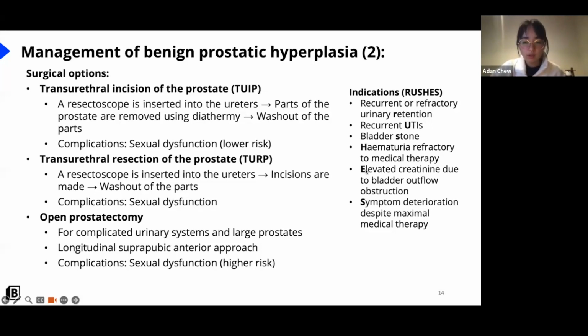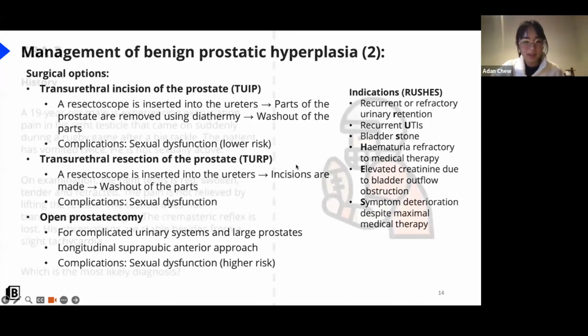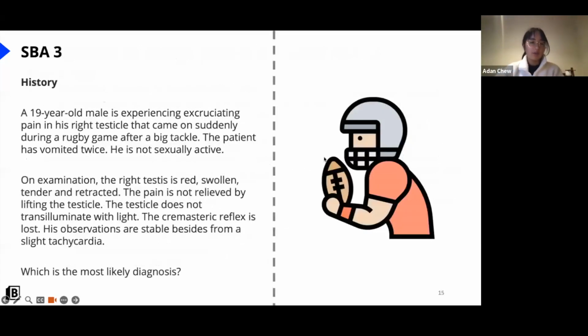So well done to those of you who got the question correct, by the way. So we'll move on to the third question.